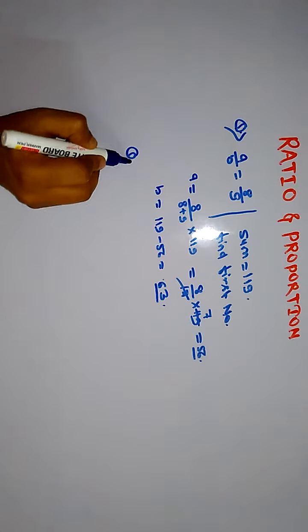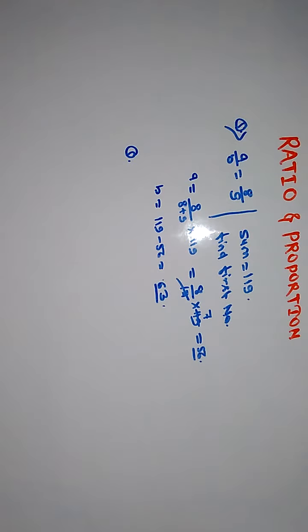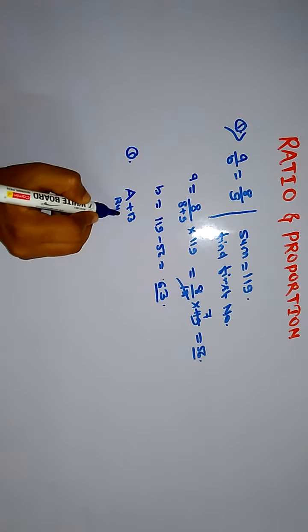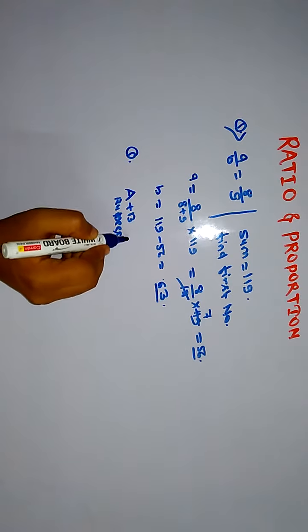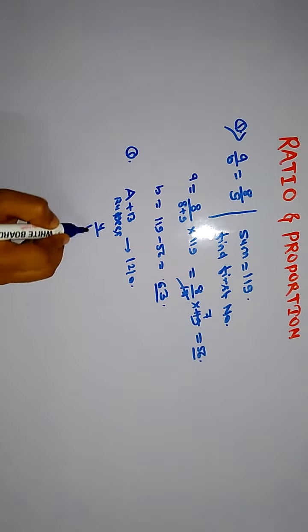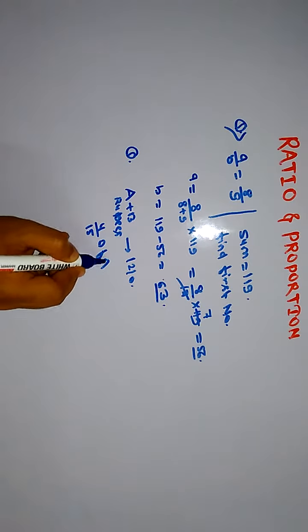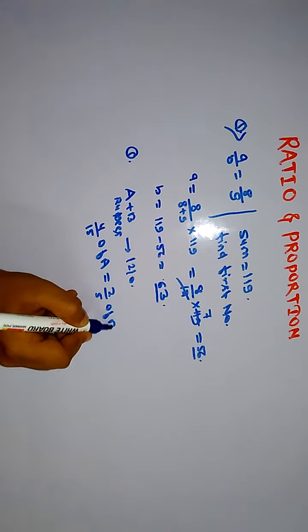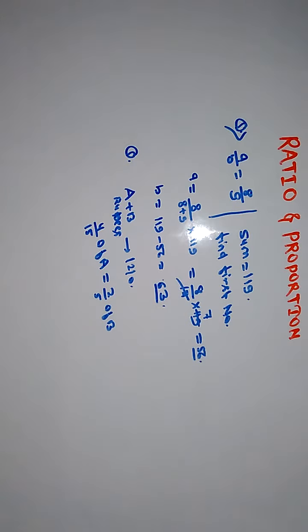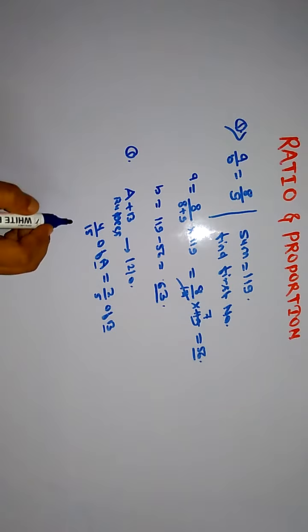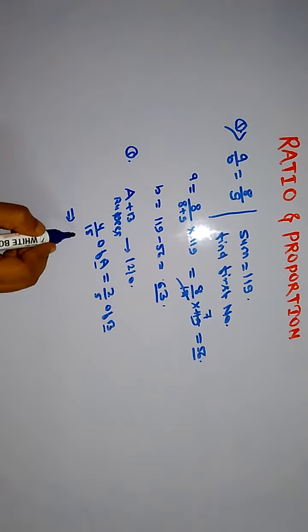Now another question. It is saying that A and B together have rupees 1210. And it is saying that if 4 by 15 of A's amount is equal to 2 by 5 of B's amount, then how much amount A has and how much amount B has, you have to calculate. So first of all we will solve it.